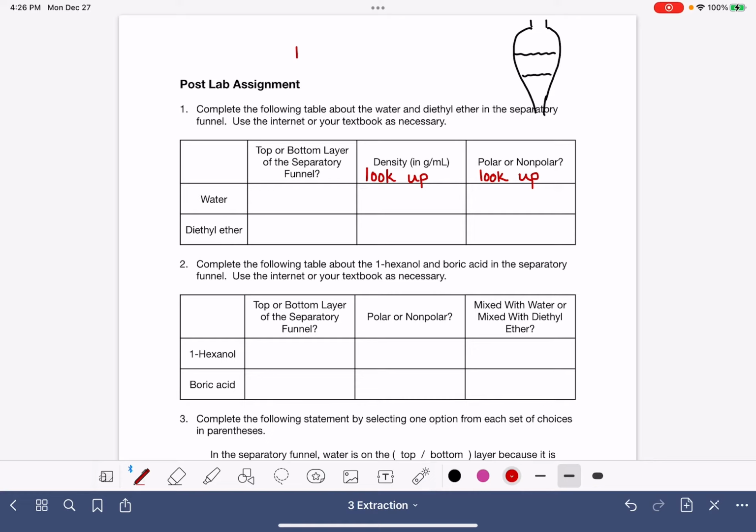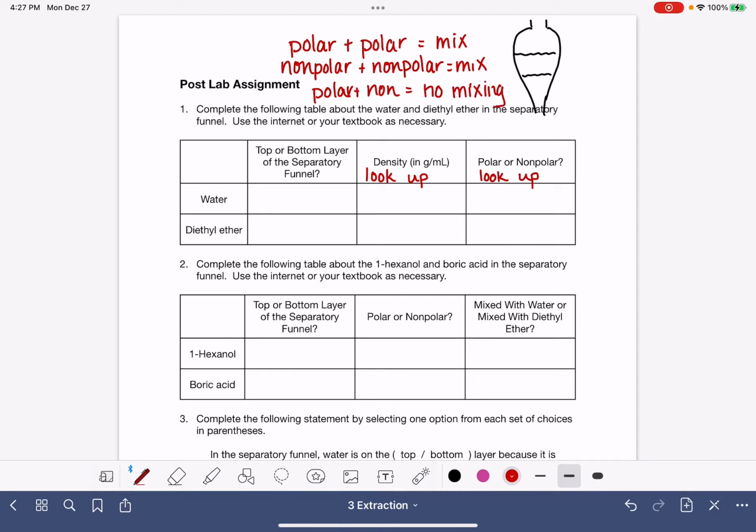So two things will mix together if they have the same polarity. So if you have something that is polar with another thing that is polar, those two things are going to mix together. If you have nonpolar with nonpolar, those two things are also going to mix together. But if you have something that is polar with something that is nonpolar, they are not going to mix. No mixing, two separate layers.